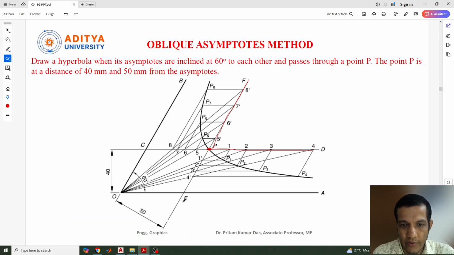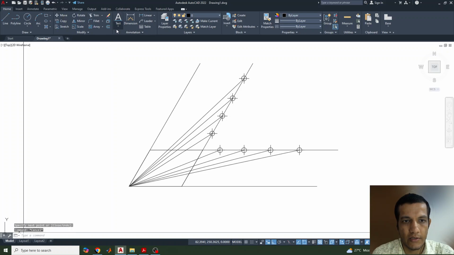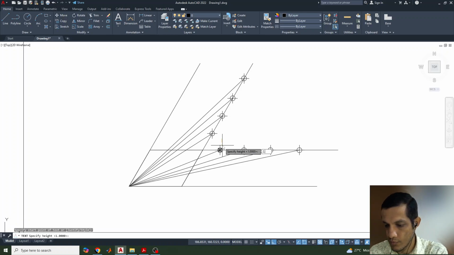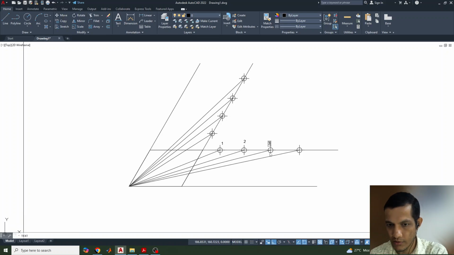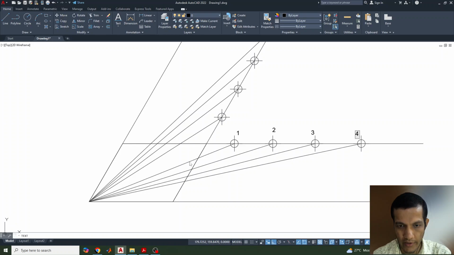Now we need to mark all these points. We'll label them 1, 2, 3, 4 and 1 dash, 2 dash. Here you can mark it. So for text, we need to select single line text, and for this one we can give 2.5, angle 0. So this is our 1, and this is 2, this is 3, and this is 4, and these are the points where the joining lines cross this line. This one we need to give 1 dash, and this is our 2 dash, and this is the point 3 dash, and here it is 4 dash.